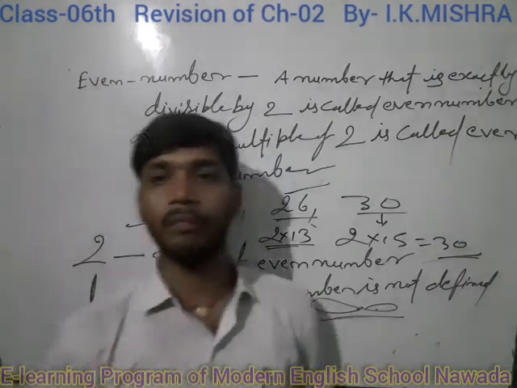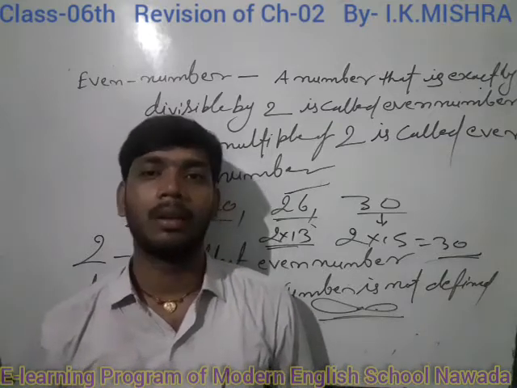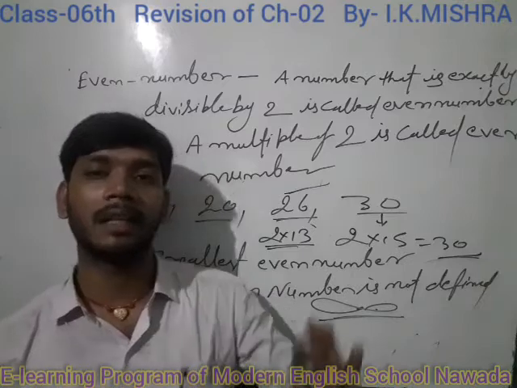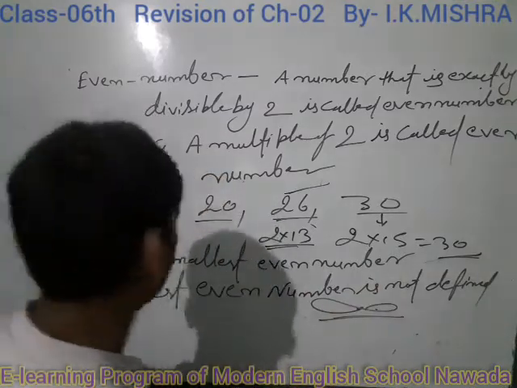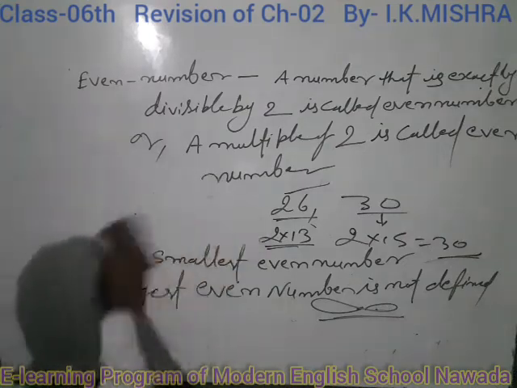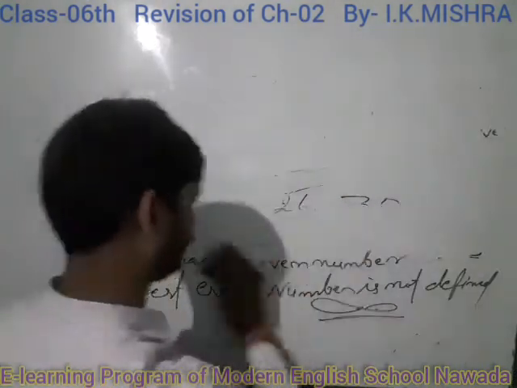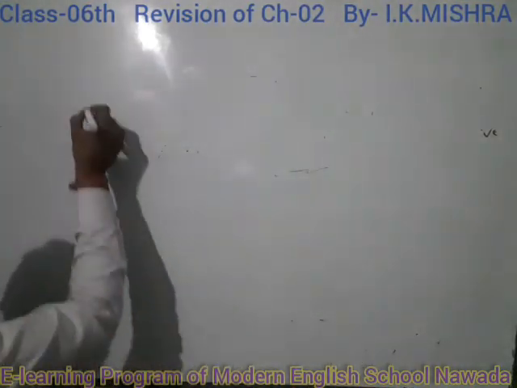Now know odd numbers. What is an odd number? That is not divisible by 2. That means that is not a multiple of 2. Suppose here I write, students, odd number.